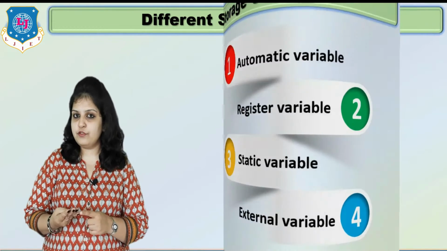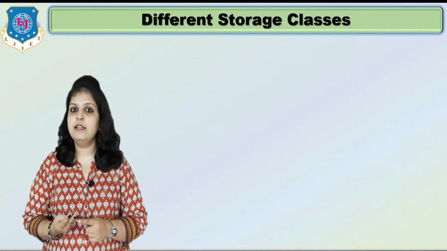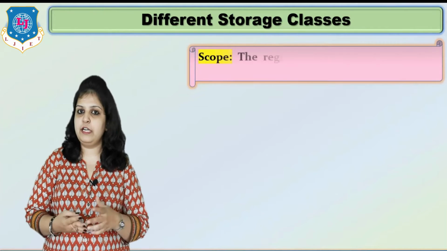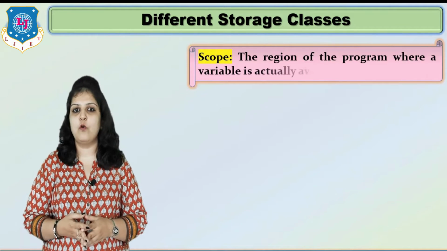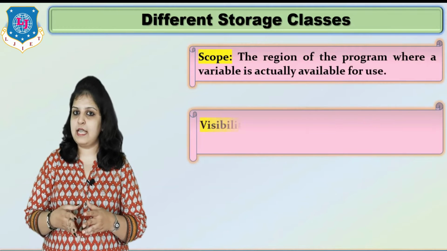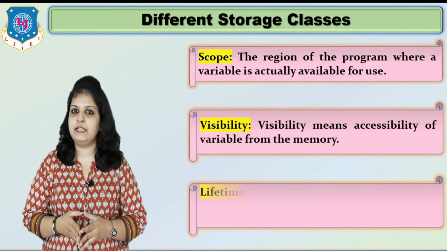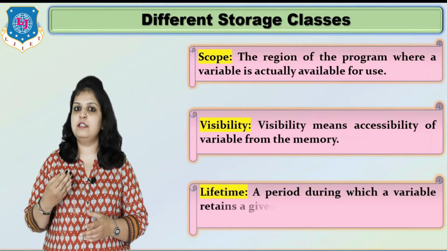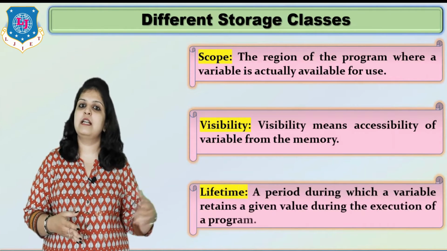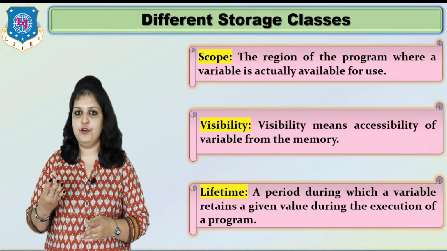These four storage classes are divided using different terms: first is scope, second is visibility, and third is lifetime of a variable. So according to these terms, our storage classes are divided into four categories.